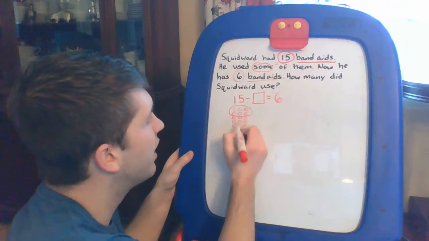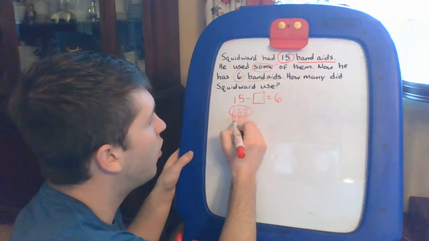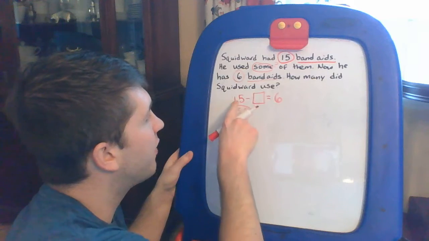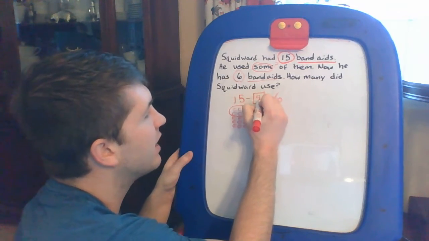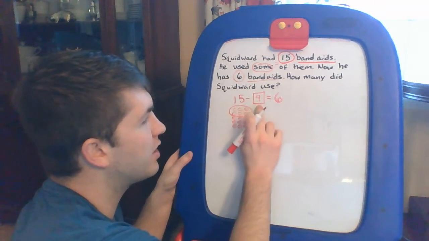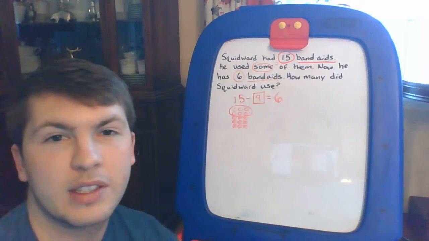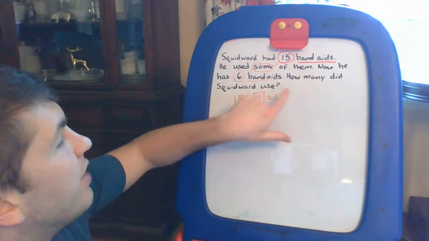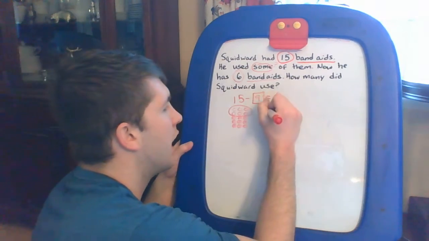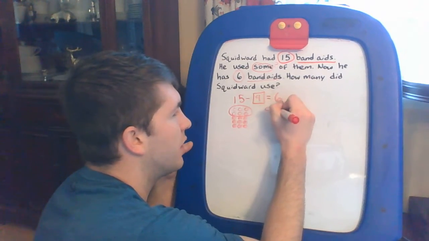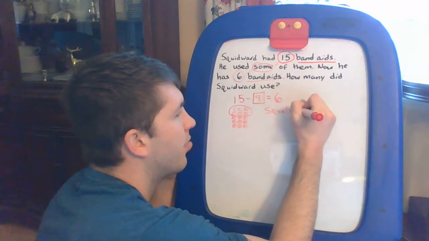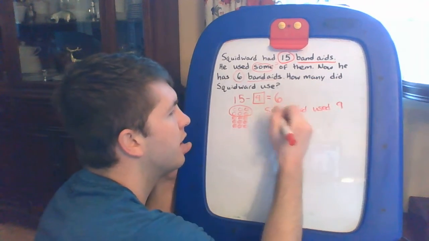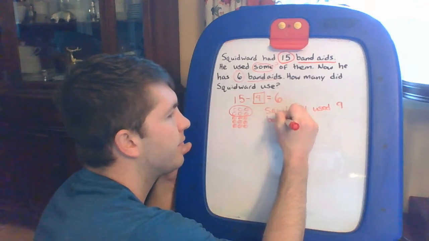So 1, 2, 3, 4, 5, 6, 7, 8, 9. So 15 minus 9 band-aids, those 15 band-aids, I took away 9 band-aids to get a total of 6 band-aids left. I know that Squidward used 9 band-aids. So I'm going to write Squidward used 9 band-aids.